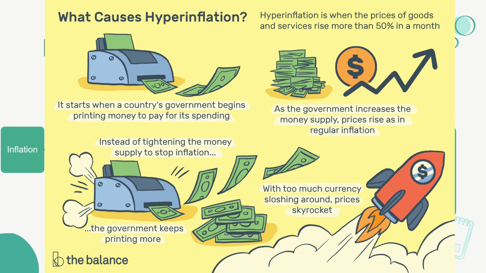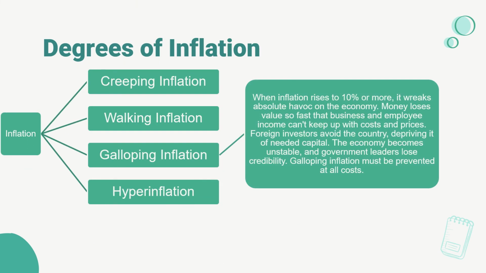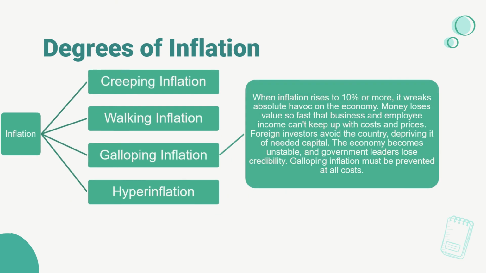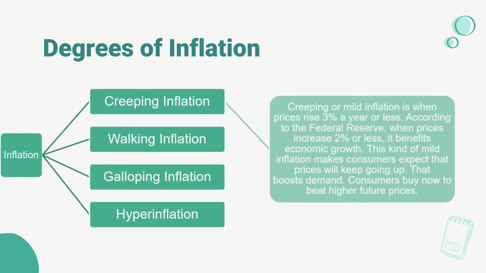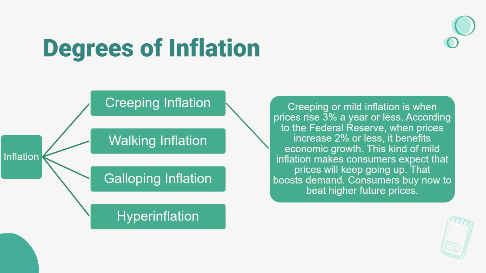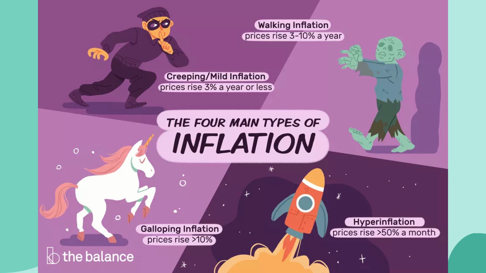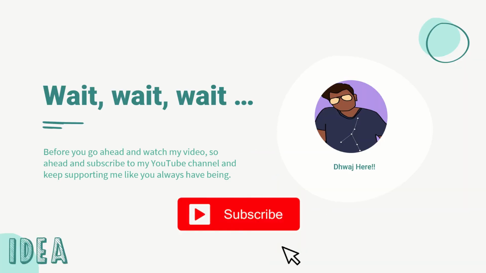That was all about hyperinflation, galloping inflation, walking inflation, and creeping inflation. So these were the four types of inflation, and I really like this picture. If you want to take a screenshot, you can take it right now. We also discussed what inflation was.